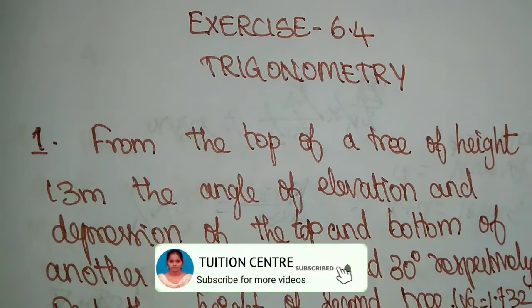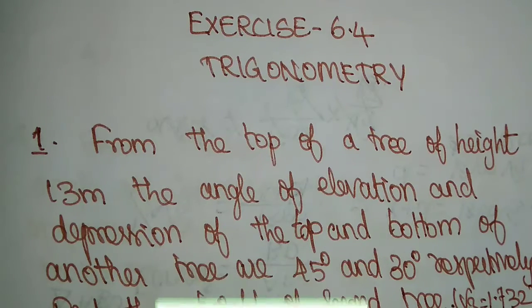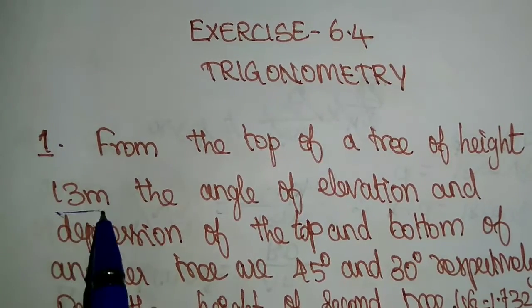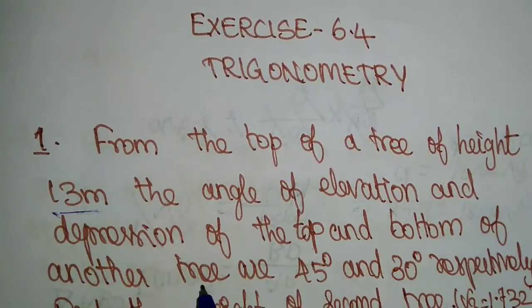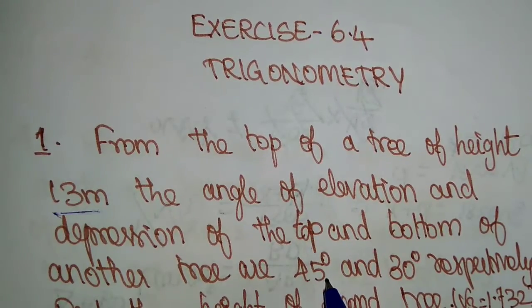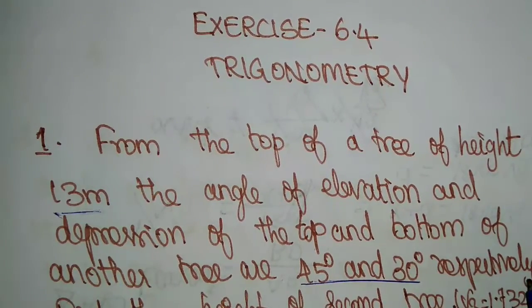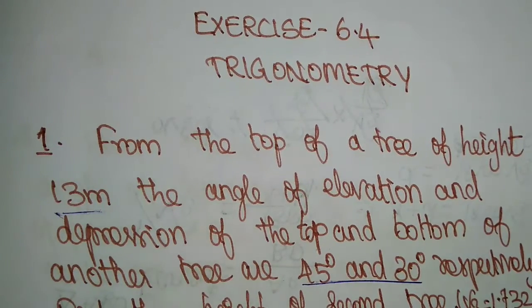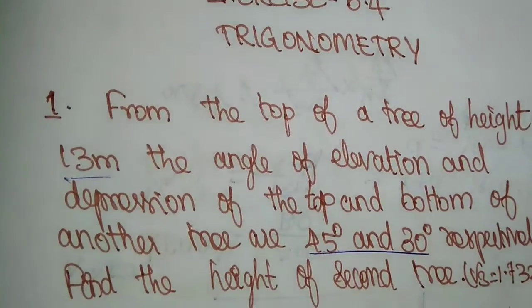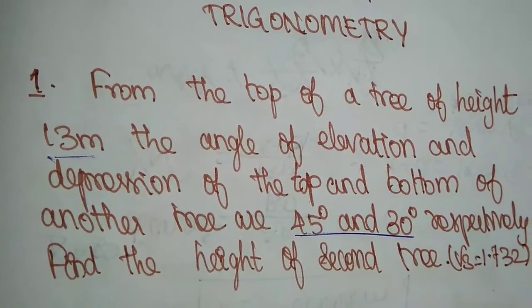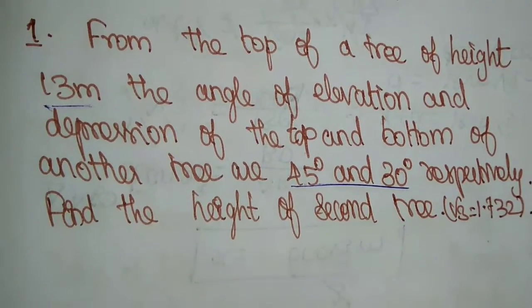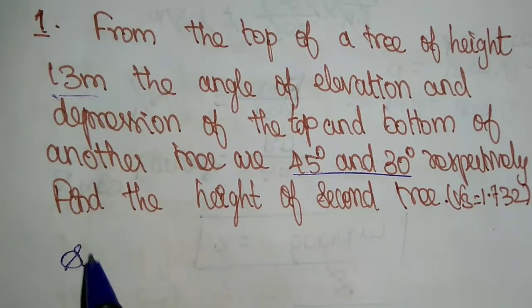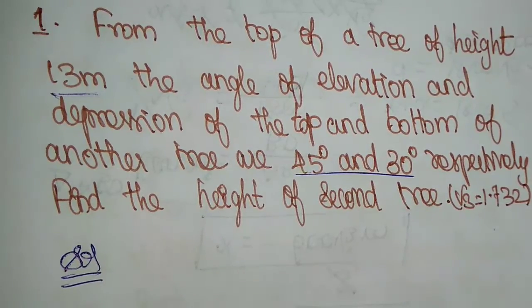Okay, the first problem. From the top of a tree of height 13 meter, the angle of elevation and depression of the top and the bottom of another tree are 45 degree and 30 degree respectively. Find the height of second tree. Okay, we have to find the height of second tree. Here root 3 is equal to 1.732.